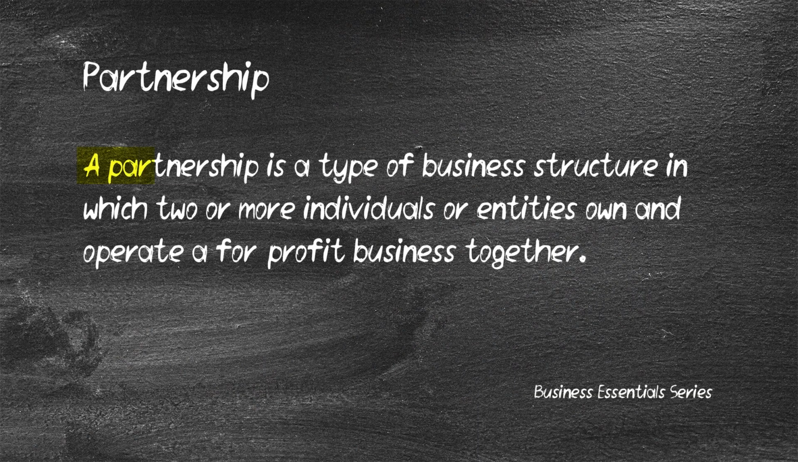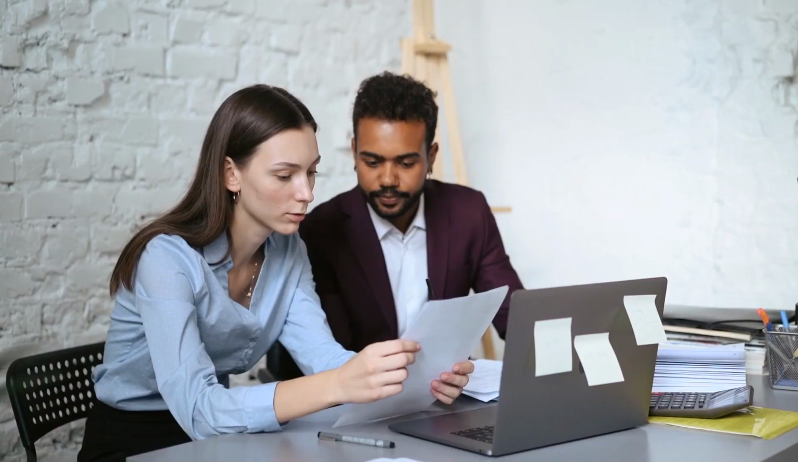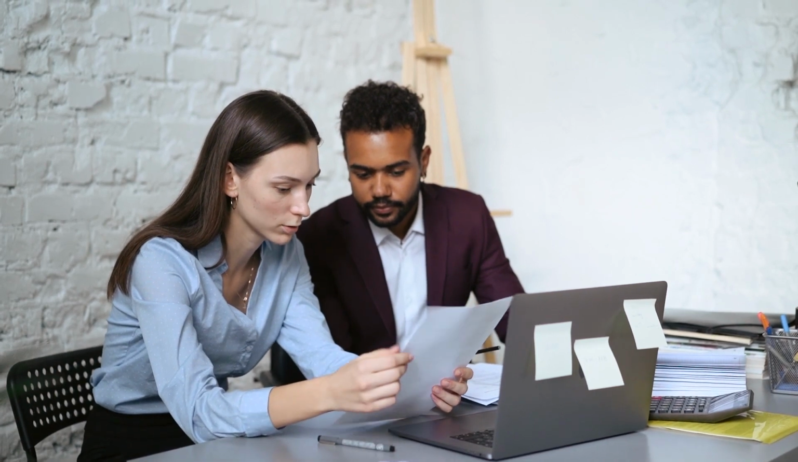The second business structure that we are going to be looking at is the partnership structure. A partnership is a type of business structure in which two or more individuals own and operate a for-profit business. So unlike a sole proprietorship, where it's just one person that owns and controls the business, a partnership is owned and controlled by more than one person. That is two or more people. In Ghana, you can have between 2 and 20 people in a partnership.